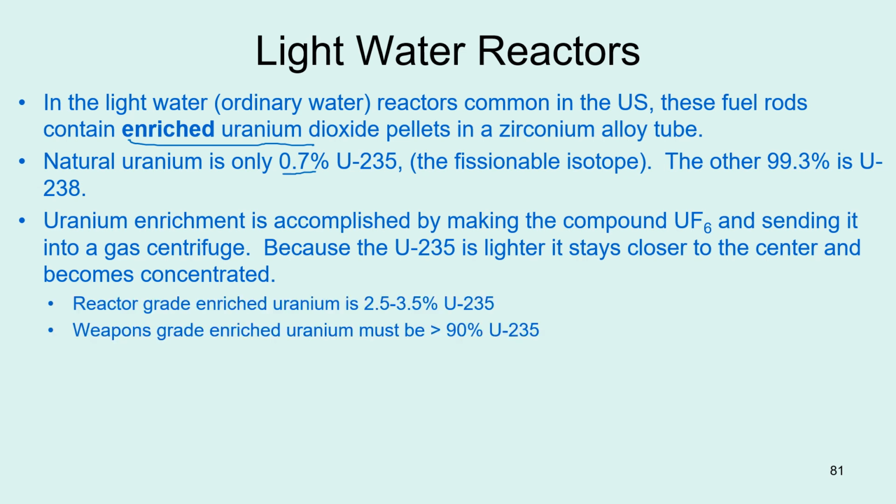So reactor grade enriched uranium is between 2.5 and 3.5% uranium-235, and weapons grade enriched uranium must be greater than 90% uranium-235. So you've probably heard that uranium enrichment usually has to do with nuclear weapons. Unfortunately, again, is not a very cheery topic.